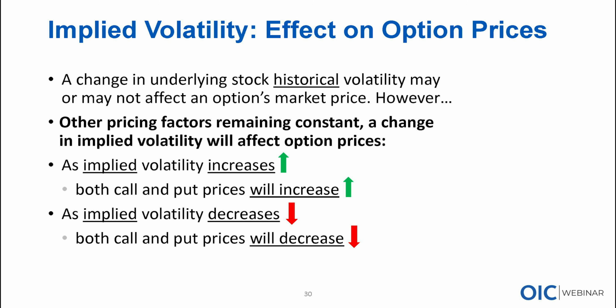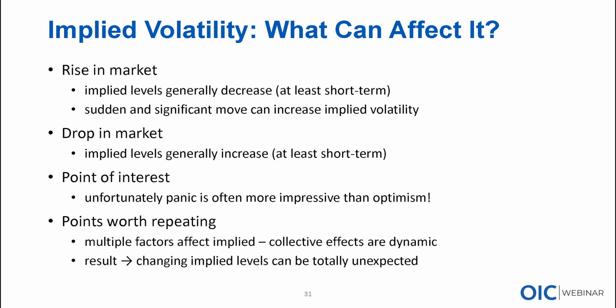So the effect on the option prices, all other things remaining constant: if implied volatility increases, the option prices are going to increase as well, both calls and puts. As volatility decreases, both calls and puts are going to decrease as well. The interesting thing about volatility is that the share price is not necessarily a factor, meaning there are many other things that might affect the volatility of the option besides the actual movement of the stock.